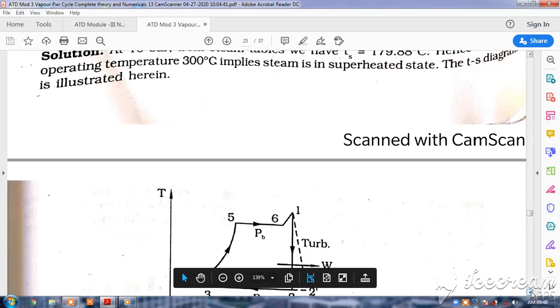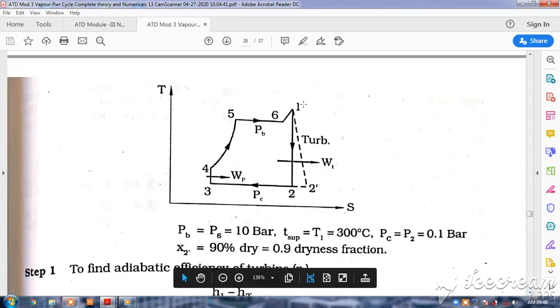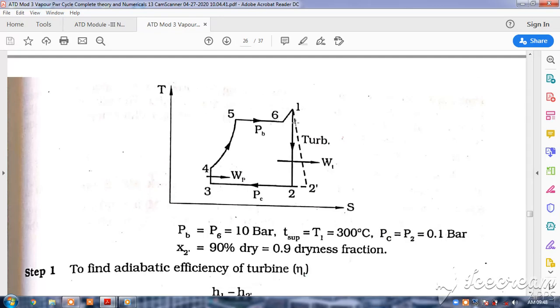So when it is in superheated state, the TS diagram will be like this. This line 6 to 1 will come because of superheating. Otherwise, it is straight like this. Okay, superheated. This is the isentropic drop, and this is the drop due to friction. Due to the efficiency, this 2 dash is the actual drop, and this is the theoretical isentropic drop.